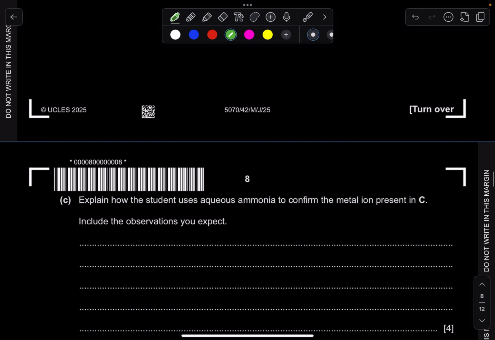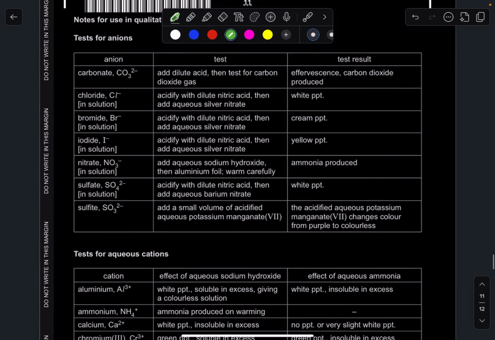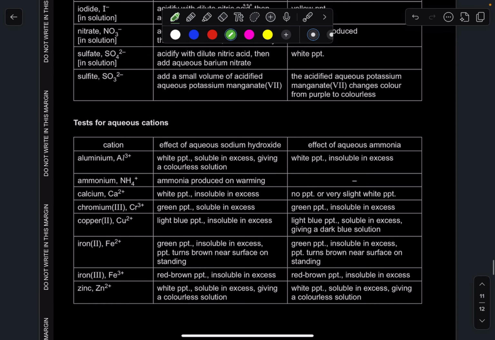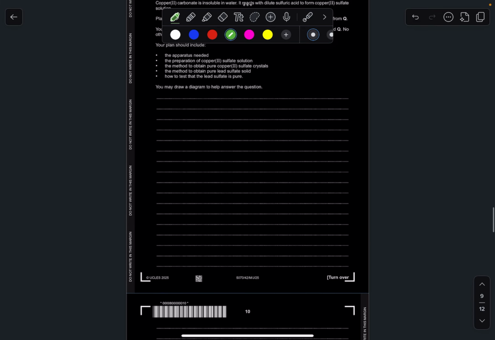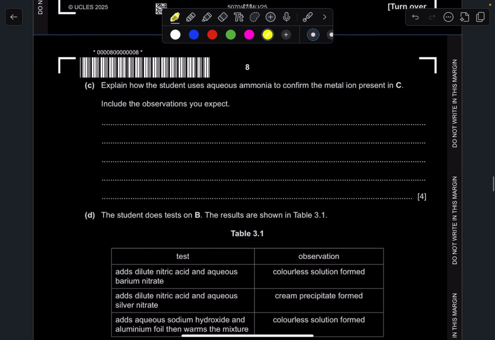Okay, so with ammonia, we have to confirm the metal ion present in C. Let's read ammonia's observation and copper. You just have to copy the slide. Light blue PPT, soluble in excess, giving a dark blue solution. You just have to give this entire thing. That's going to give you 4 marks. So just write this as it is. Light blue PPT soluble in excess, giving a dark blue solution.